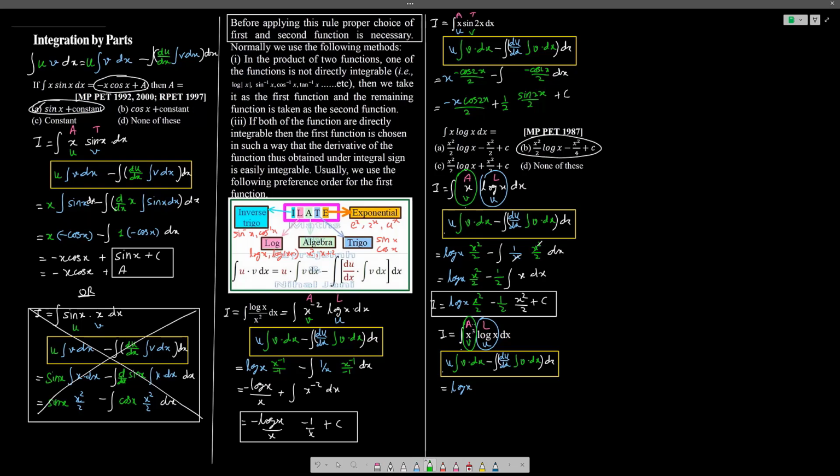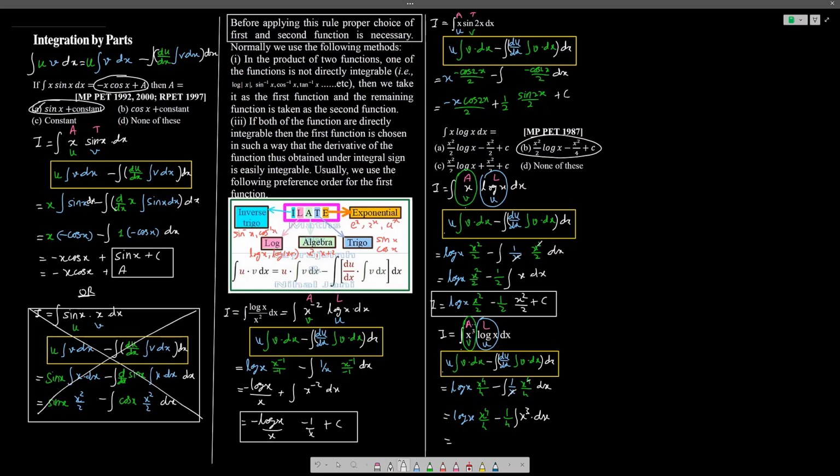into integration of x cube, that will be x raised to 4 by 4, minus integration of differentiation of log x, which is 1 by x, and integration of v, which is x raised to 4 by 4, dx. So now your first term will be as it is. In the second term, 1 by 4 is constant, take it outside. 1 power of x will cancel out, so we just have to integrate x cube.